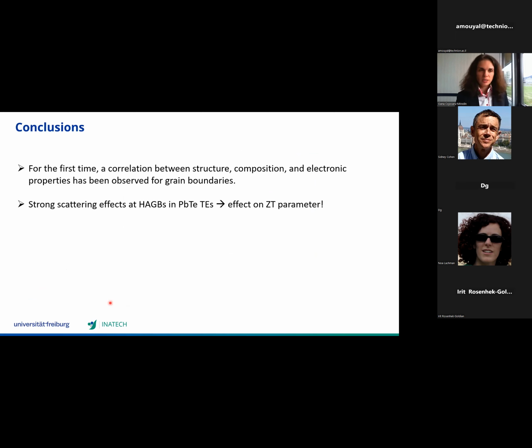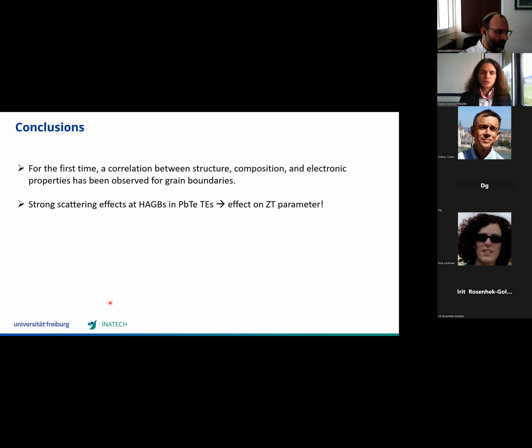So with that, I would like to conclude my talk. I hope that this talk opened the vision about atom probe tomography and what can be done with it, that by combining the atom probe with other microscopy techniques, we can obtain a very nice correlation between the structure, composition, and the electronic properties. And this has been done for the grain boundary.